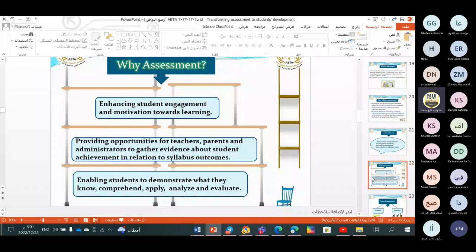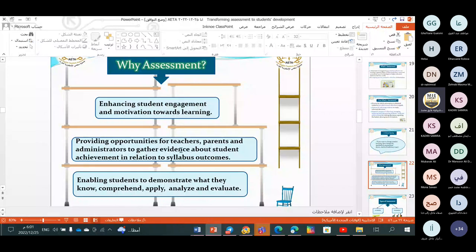So why assessment? Why do we use assessment? Always our supervisors, headmistresses, headmasters say you should assess your students in order to do what? For example, the first objective is for enhancing student engagement and motivation towards learning. Because if we don't assess them, they will not be motivated and engaged in the educational process. But when we make assessment, they will be more engaged and motivated.